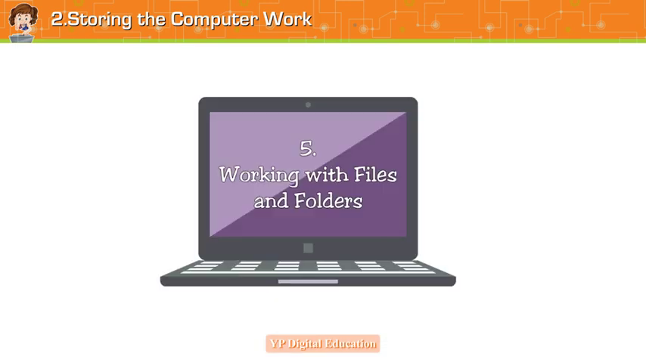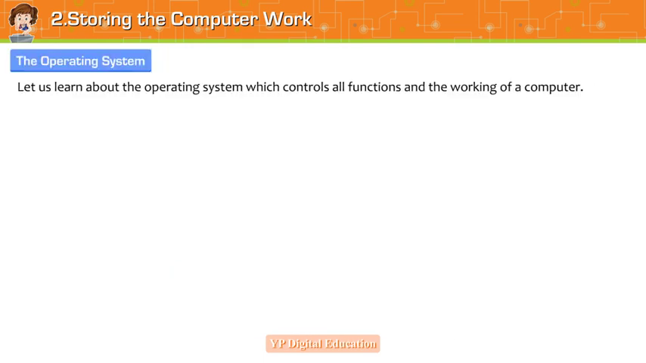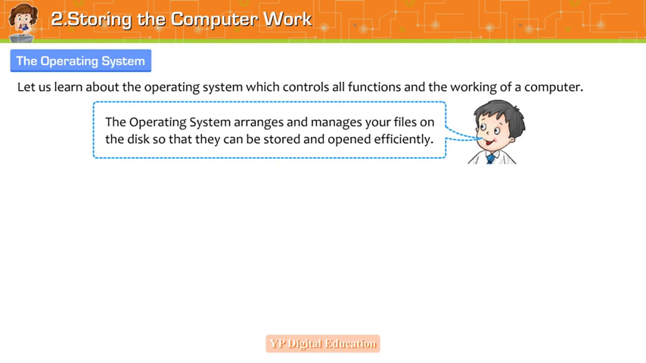Chapter 5: Working with Files and Folders. The operating system. Let us learn about the operating system, which controls all functions and the working of a computer. The operating system arranges and manages your files on the disk so that they can be stored and opened efficiently.